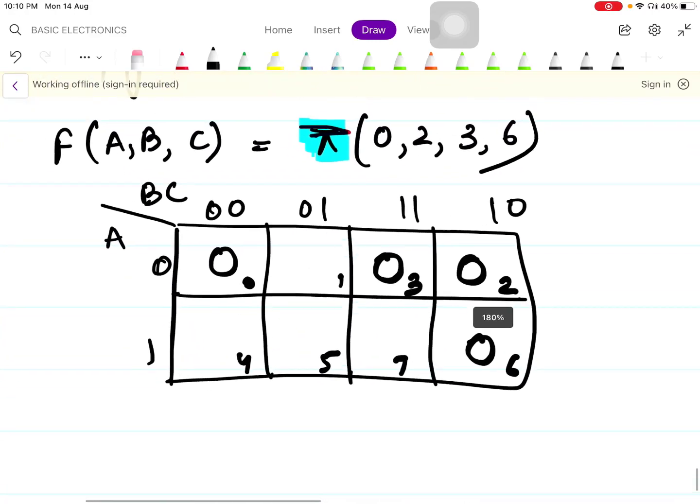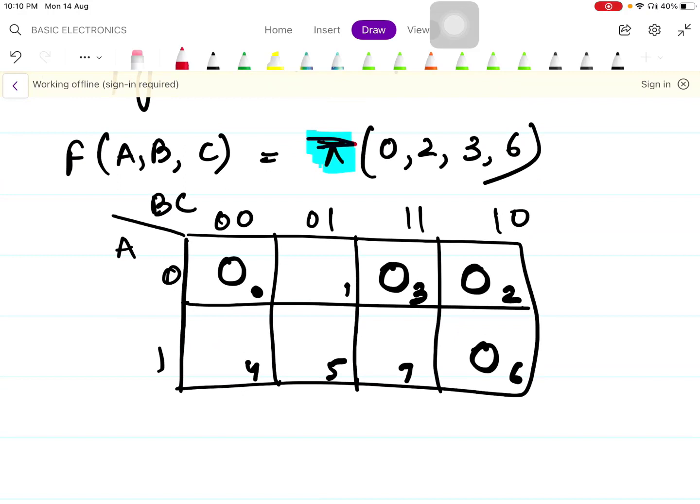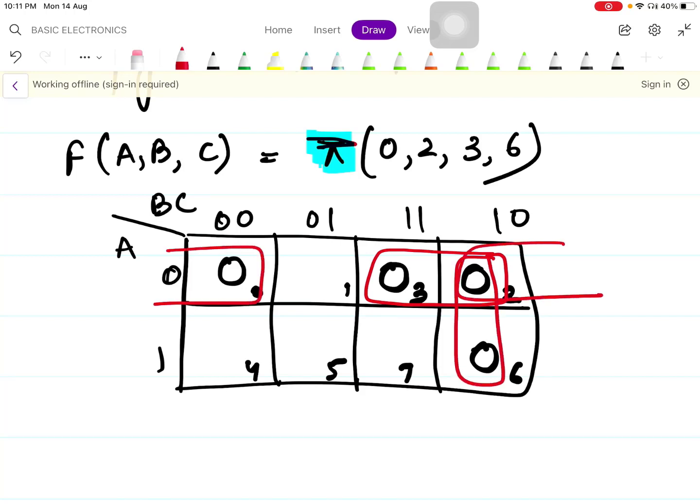Now let us make the groups, and the rules for making the groups are exactly the same that we have learned in the previous lectures till now. So there is no difference in the rules for the grouping. So we have to follow the same rules. That means we will search for the biggest group of 8, not possible. Then we will search for the next level, that is a group of 4, not possible. Then a group of 2, which is possible. So one group is this, another is this, and another is this. So we have made 3 groups over here, and all the groups are of the same size.